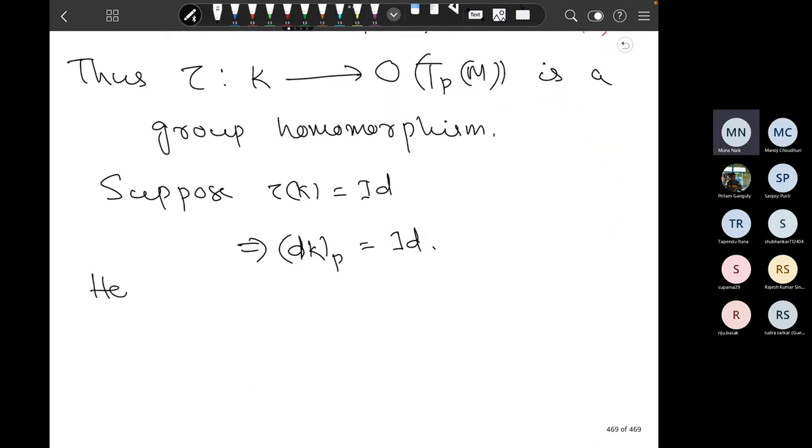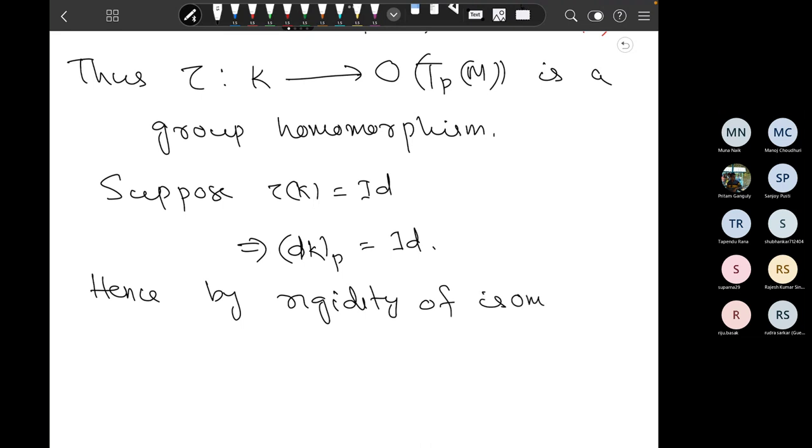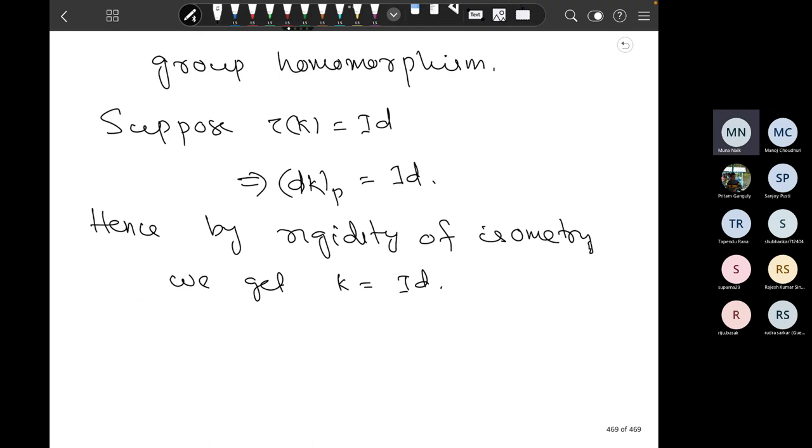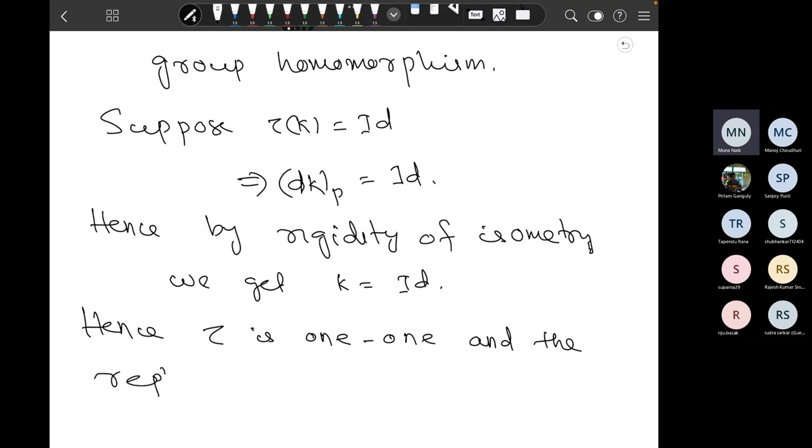So hence we get K is equal to identity, because both identity and K are the same value and derivative at the point P. So K is equal to identity, hence tau is 1-1, and the representation is faithful. If tau is 1-1, the representation is called faithful.